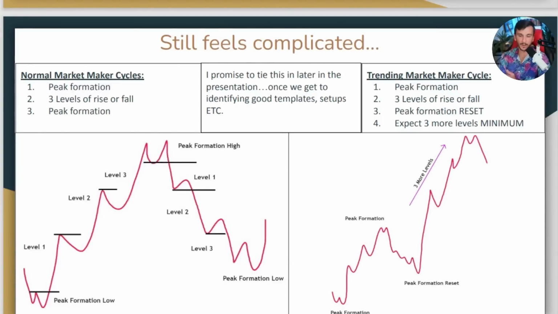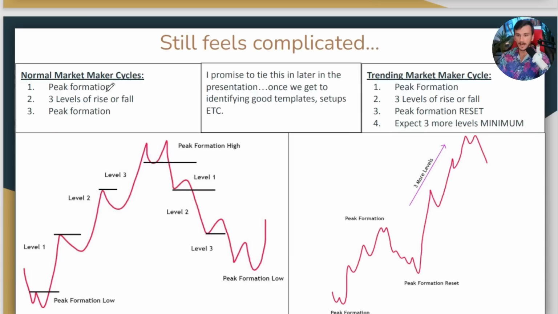If you've made it this far and it still feels complicated, I know. I told you at the beginning it was developed this way on purpose. I'm going to bring it around. But we're going to talk about the normal market maker cycles now. Again, just help you to visualize the normal price movements within these market maker cycles, because I promise you it is definitely relevant.